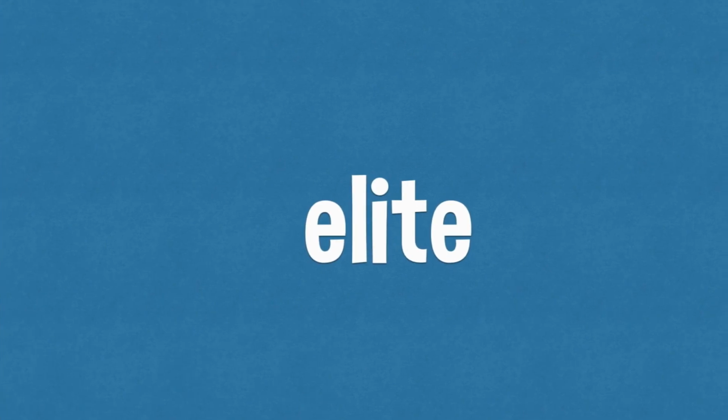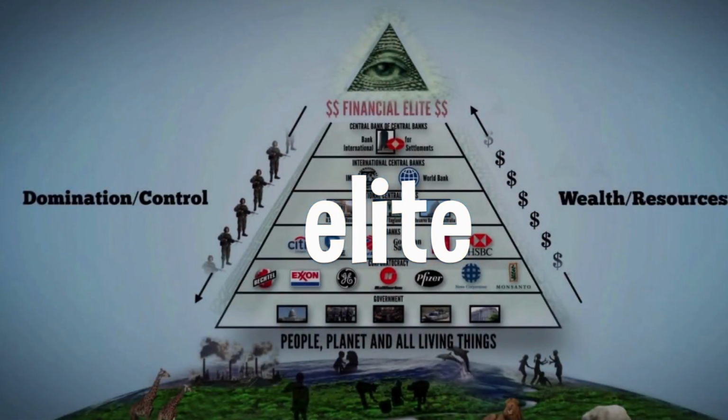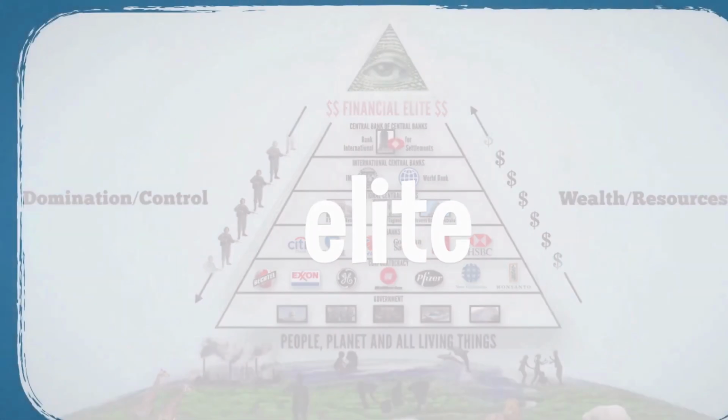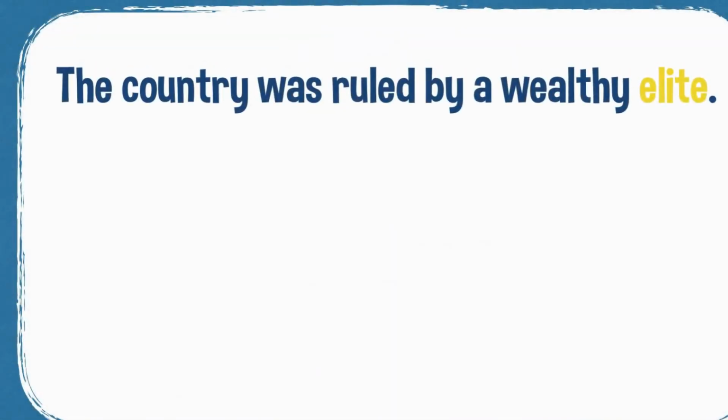Here's the next word: elite. This is pretty much the opposite of underprivileged or deprived. This is for the people at the top of the pyramid, if you like. So elite, you can refer to the most powerful, the richest, the most talented people within a particular group or place or country as the elite. So the elite go at the top, the political elite, for example, the wealthy elite. The country was ruled by a wealthy elite.